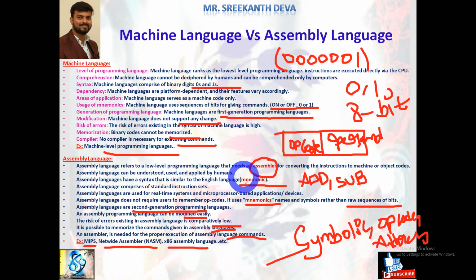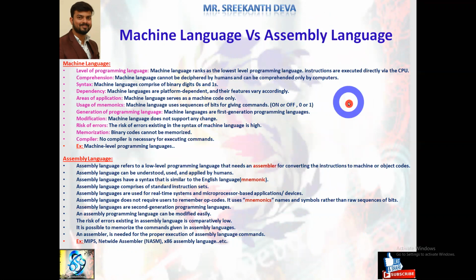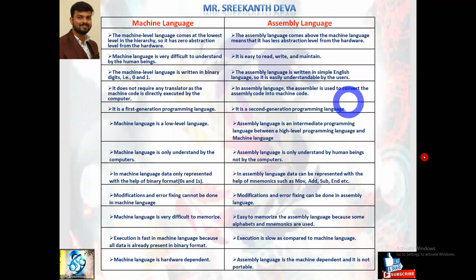Here you don't need to remember the complete machine code. You use mnemonics like add, subtraction and so on. We use symbolic representation, like symbolic opcode and symbolic address information. So these are the major differences between machine level language and assembly level language. Some differences I wrote in tabular format.